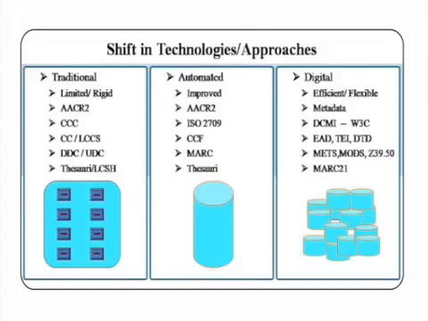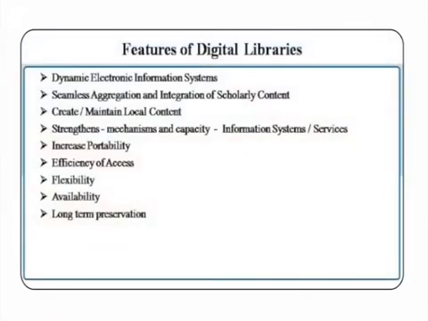And when it is coming into digital, we talk about more standardized forms of collections where data exchange is also possible. So new technologies like DCMI, W3 Consortium, DTDs, METS, MODS, Z39.50, MARC 21, all these become the technological words related to digital libraries for the efficient and flexible management of the collections. In this context, let us look into what the features of a digital library are.